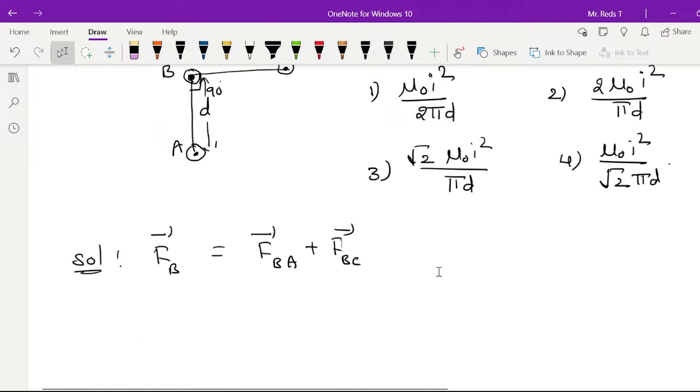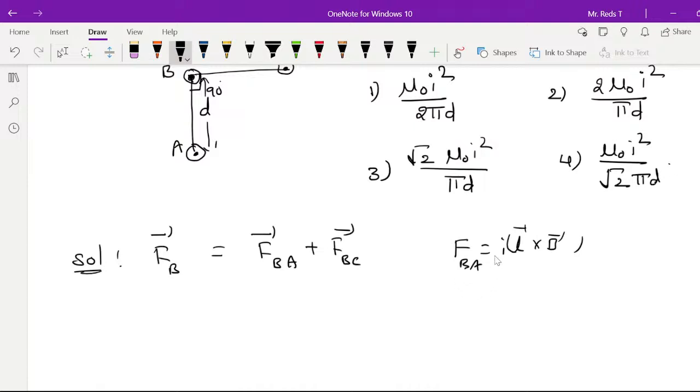Then force on a current carrying conductor in general is given by I, L cross B. So force on B due to the magnetic field of A, force on B due to A: as the field due to this is to the left, L cross B, as the current is outward, L cross B will be down. So you can write, along negative y direction.